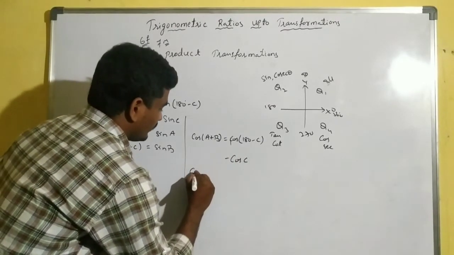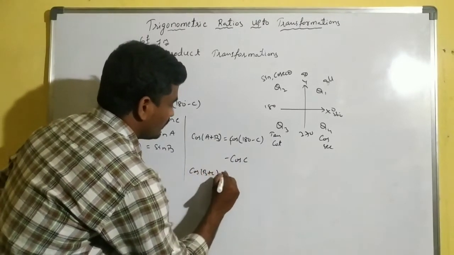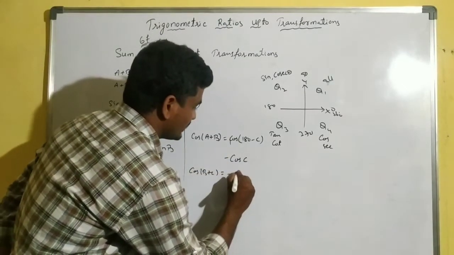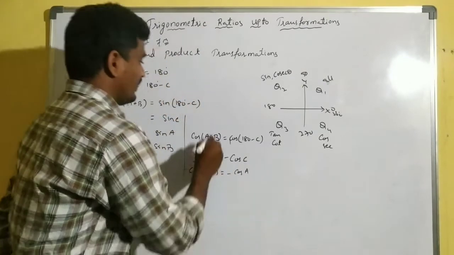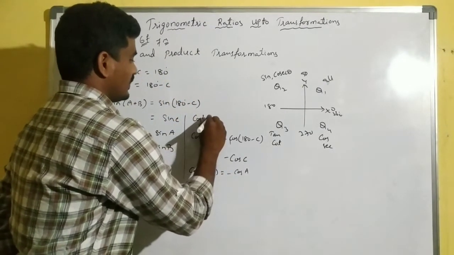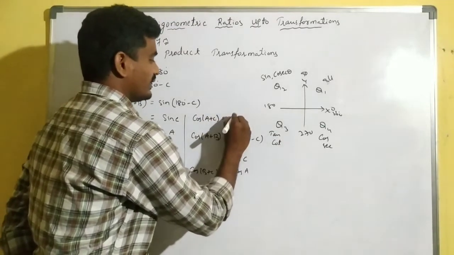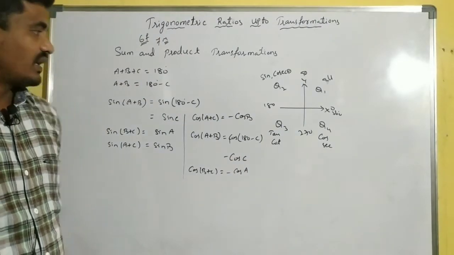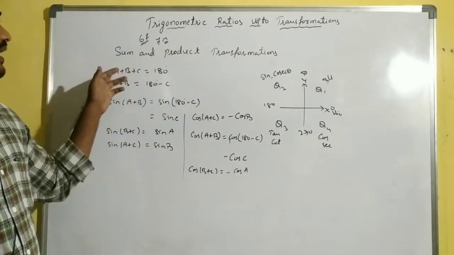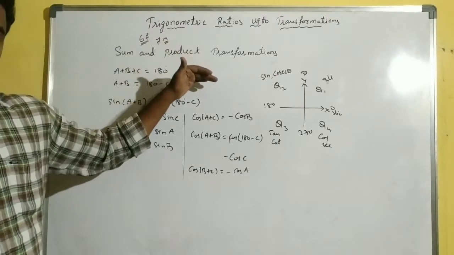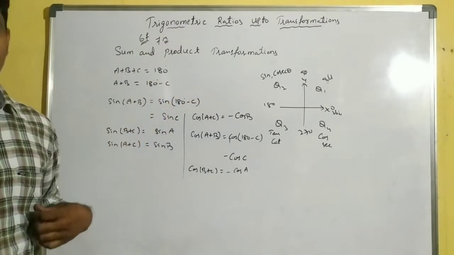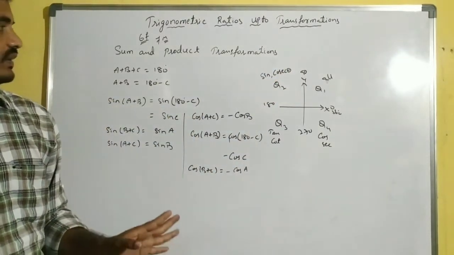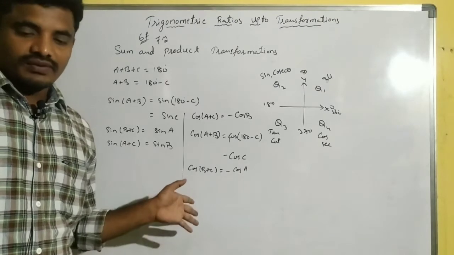Similarly, cos of b plus c you can get as minus cos a, and cos of a plus c you can get as minus cos b. Based on this concept we can write a plus b plus c equals 180, and 360 also, 270 also you can write, based on this all silver tea cups. Okay, now come to the questions.